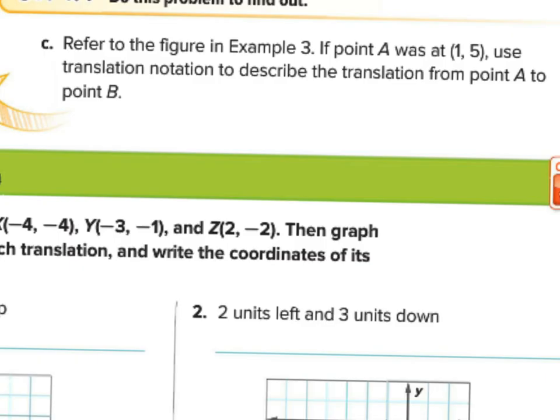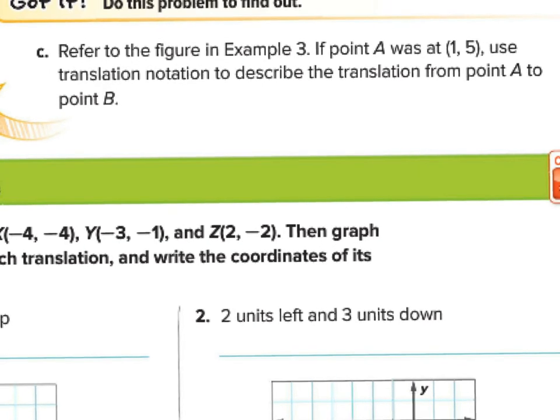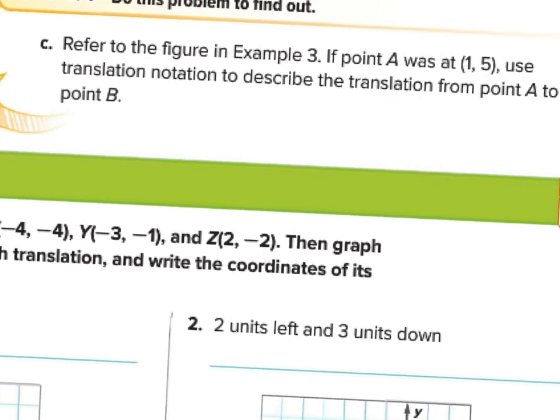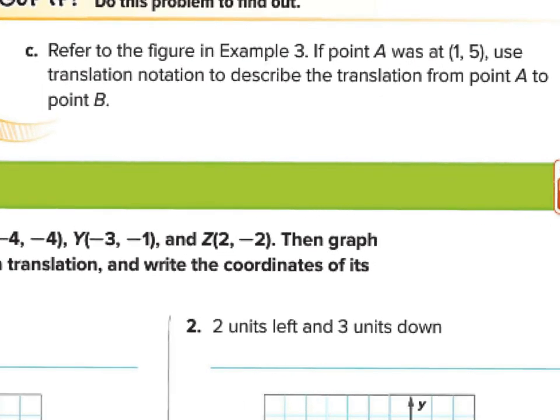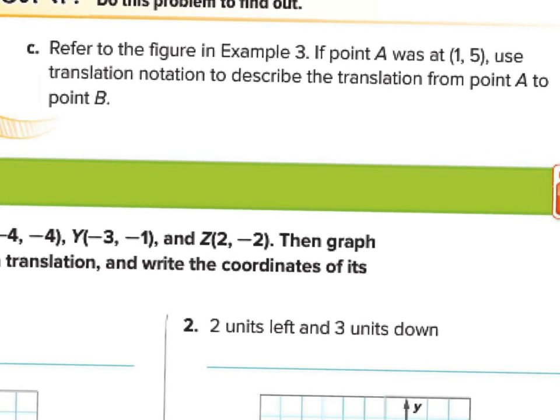Okay, if you got that last example with the cat moving, then I think you can try this one on your own. It's essentially the same skill. So please pause the video and try it. Pause now. Okay, if you paused the video, here comes the answer now. So refer to the figure in example 3. If point A was at 1, 5, use the translation notation to describe the translation from point A to point B.